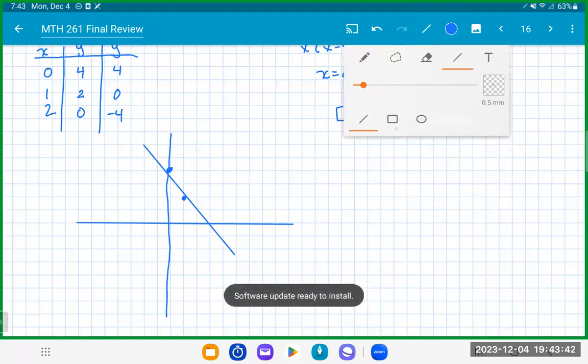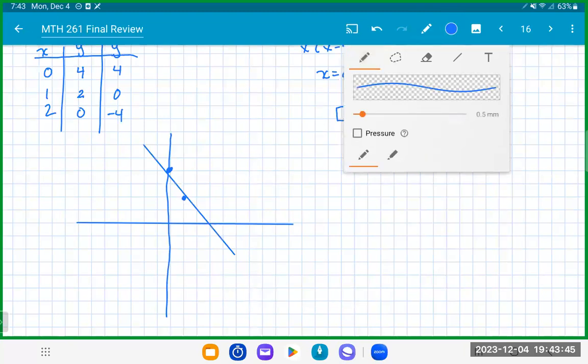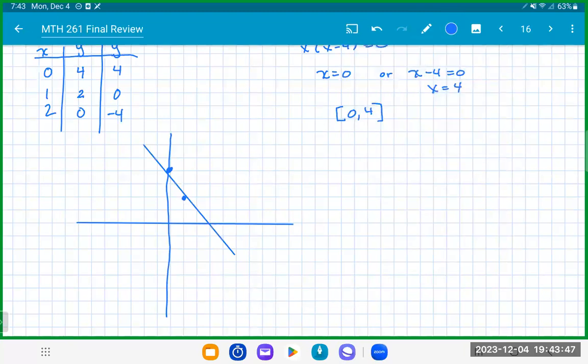Okay, and so then for our other point, we would be at 0, 4 up here again. And at 1, we're at 0 and -4. 1, 2, 3, -4. When we're at 2.